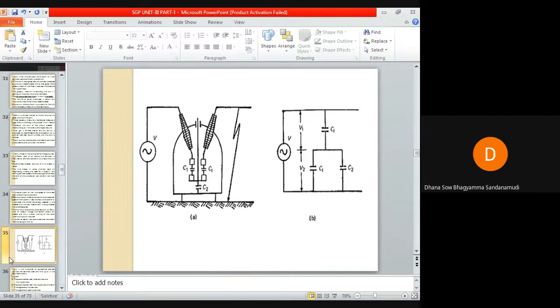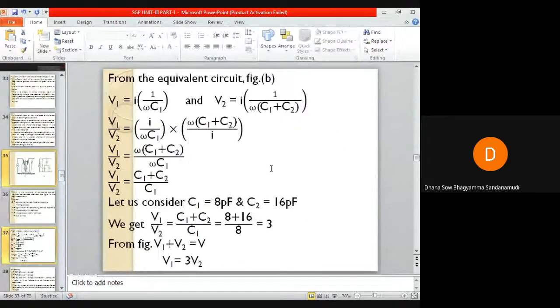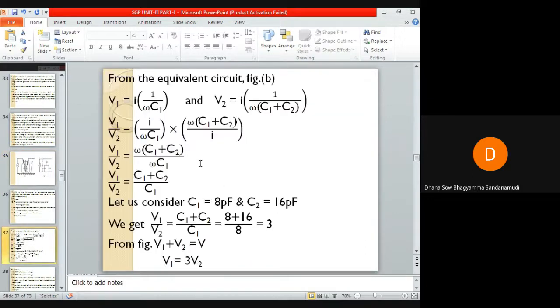So from the equivalent circuit, V1 is equal to I by omega C1, and V2 is equal to I by omega (C1 plus C2). Now we have got some voltage equations from the equivalent circuit.